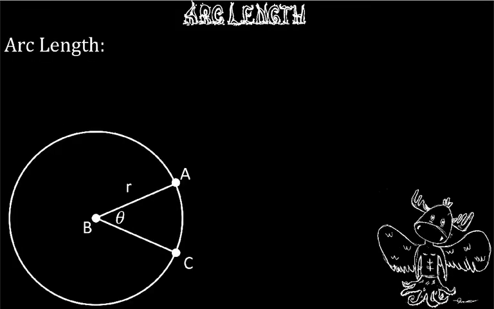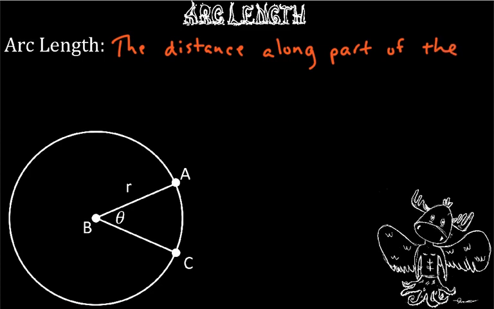Arc length is the distance along part of the circumference of a circle. So arc length is related to circumference, and so it will have the circumference included in the formula for arc length.